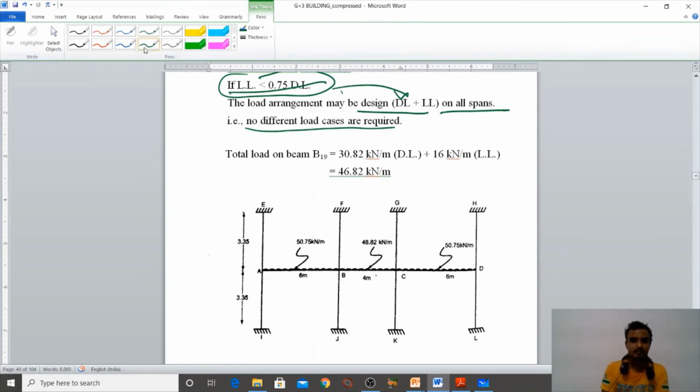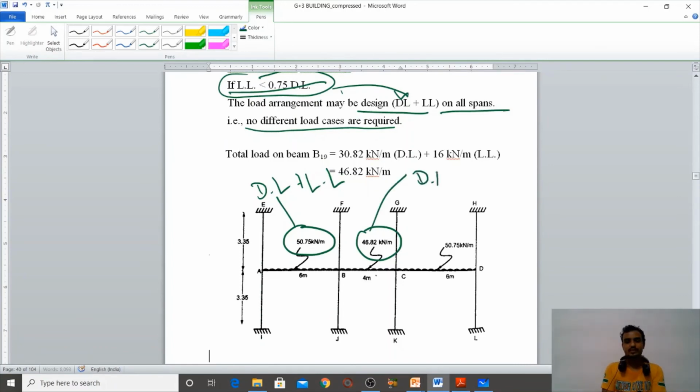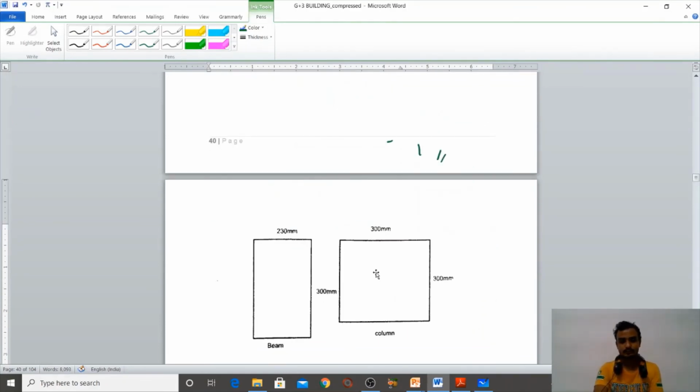So on span AB the load is 50.75, which is dead load plus live load. On BC it is 46.82, dead load plus live load, and 50.75 is the same dead load plus live load on CD. So a 50.75 kN per meter UDL is applied on beam A and B, 46.82 kN per meter is applied on B and C, and 50.75 kN per meter is applied on C and D.